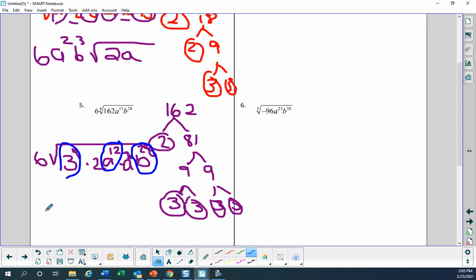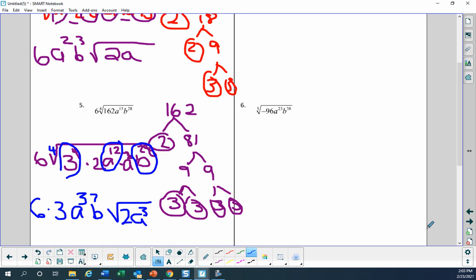So when 3 comes out, it comes out as one 3, right? Because 4 divided by 4 is 1. This is to the power of 4. 12 divided by 4 is 3. So A to the power of 3. 28 divided by 4 is 7. B to the power of 7. What is left inside the radical? 2A cubed. And there's nothing on B that stays.